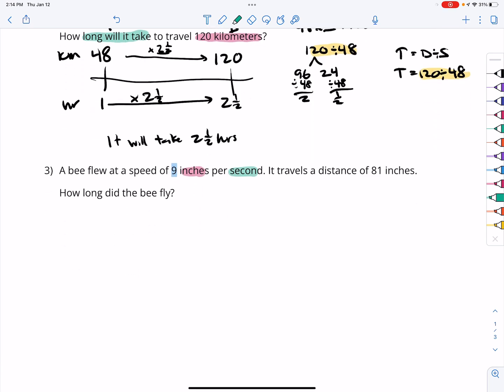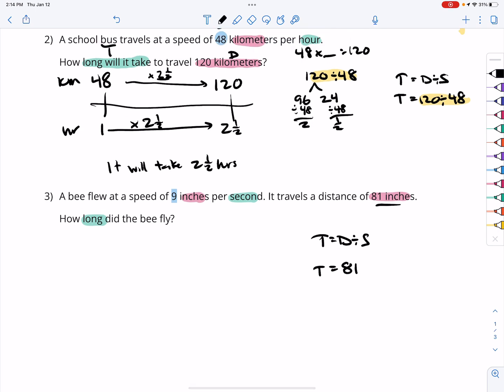So it travels a distance. So we know our distance is 81 inches. And how long did the bee fly? We are asking about the time. So again, we don't know the time. And from up above, I just did that time equals distance divided by speed. So our time will equal our distance of 81 divided by our speed of 9. And that means our time is going to be 9. And this is 9 seconds.